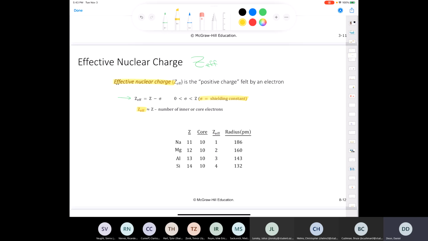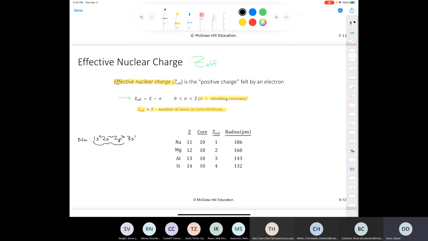It says that effective nuclear charge is approximately equal to the atomic number minus the number of inner or core electrons. If we look at the electron configuration of sodium, we'll do this quickly. It's 1s2, 2s2, 2p6, 3s1. What are the core electrons? Anything that's not a valence electron, which is the electrons with the highest principal quantum number for a representative element, those are considered core electrons.